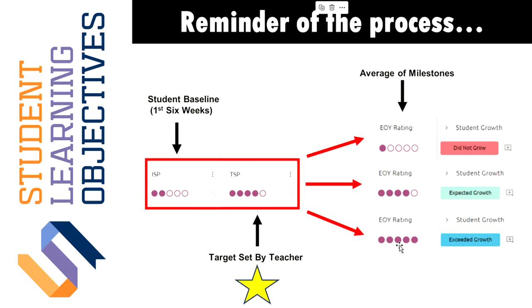Or we have the third type of percentage, which is exceeded growth. The teacher set the target at 4 dots. However, the average of the milestones indicates that the student actually achieved all 5 dots, which is above typical. So this student would be known as exceeded growth. So again, that's how we calculate percentages in the SLO. That's how that was calculated last year.